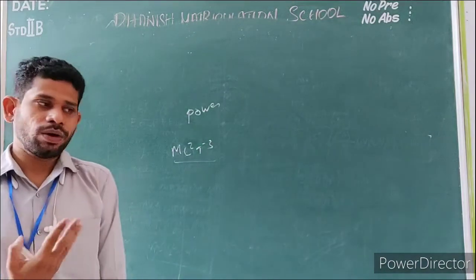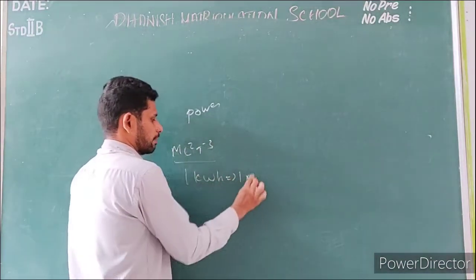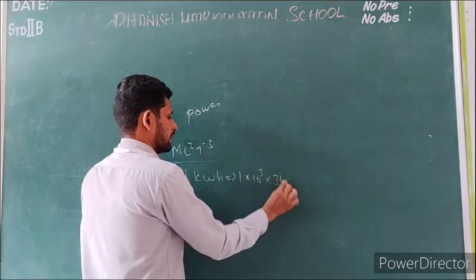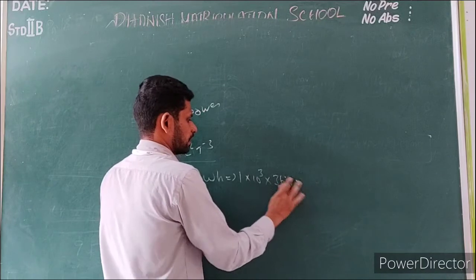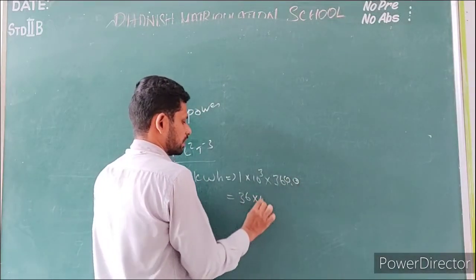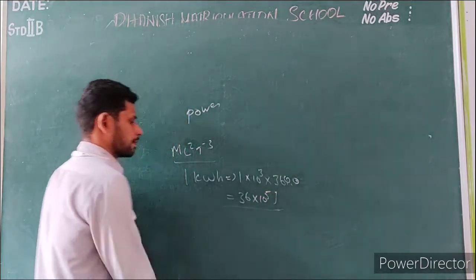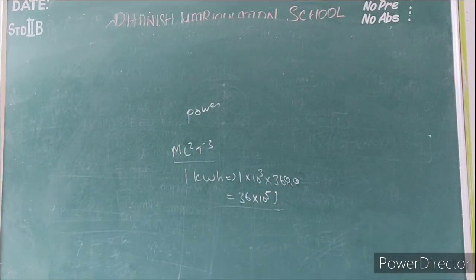1 kilowatt hour is equal to 1 into 10 power 3 watts into 3600 seconds, that is 36 into 10 power 5 joules. So this is 1 kilowatt hour.